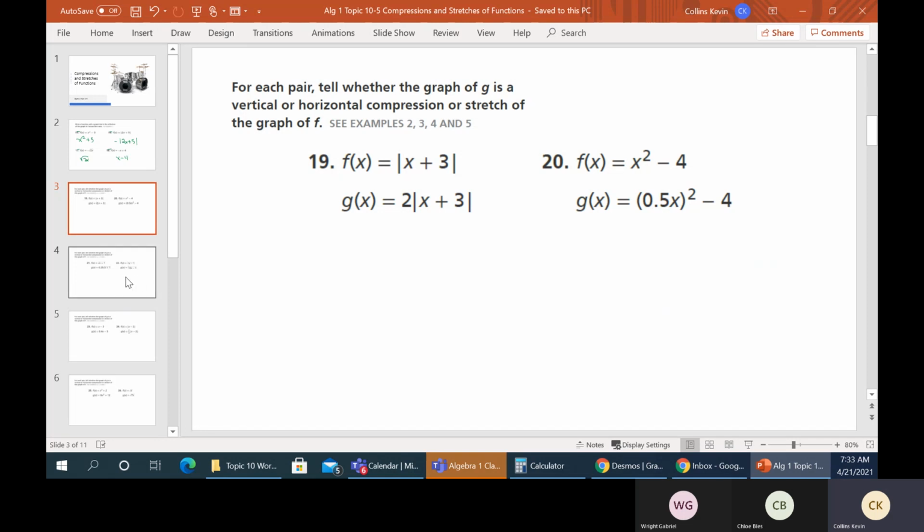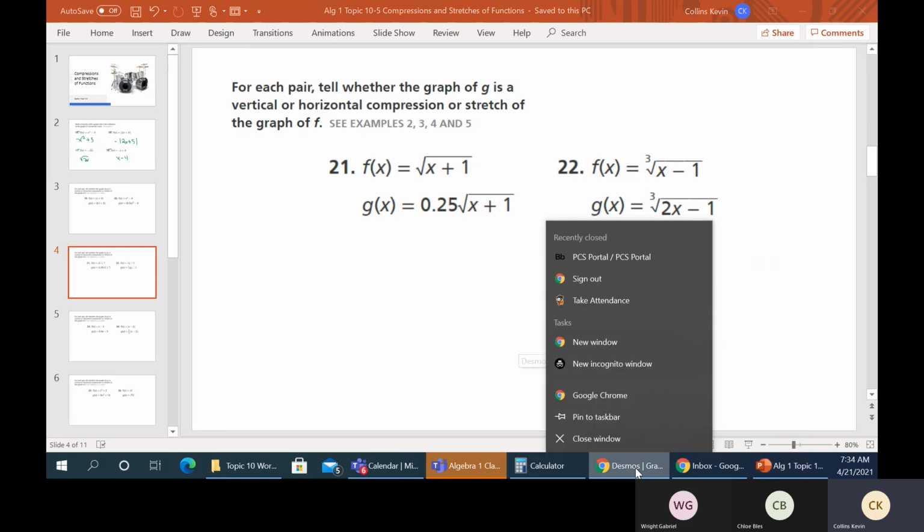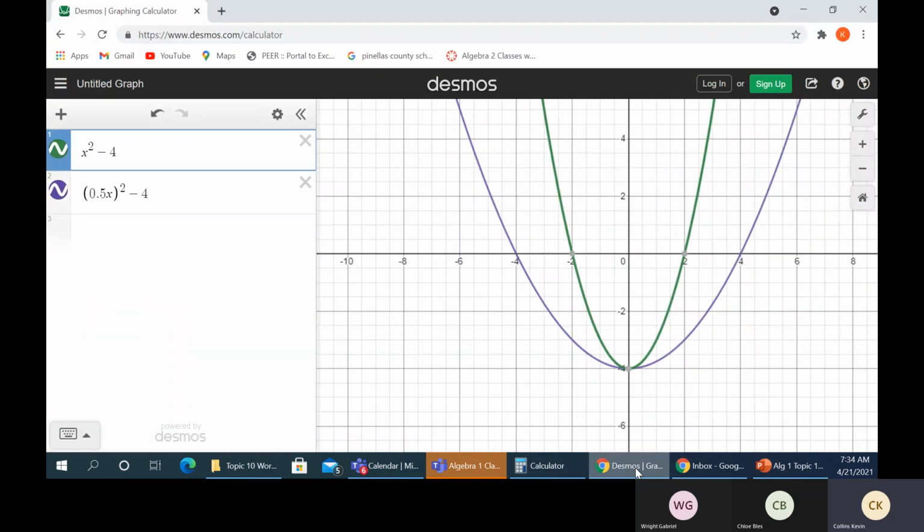Questions? Alrighty, let's go and check out a few more. Okay, so again, same thing. Here we've got a square root function, right? And here we've got a square root function, but we've got a number out front that is a decimal between 0 and 1. So this guy is going to be a vertical compression, right? It's not going to go up as fast. That's what the 0.25 tells us. And again, just to get the vibe for what it looks like. There we go.